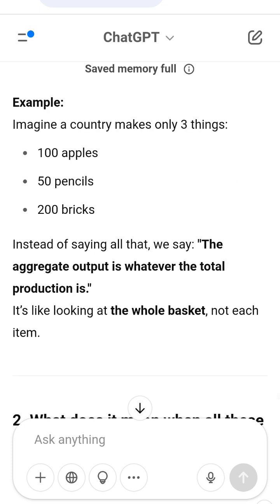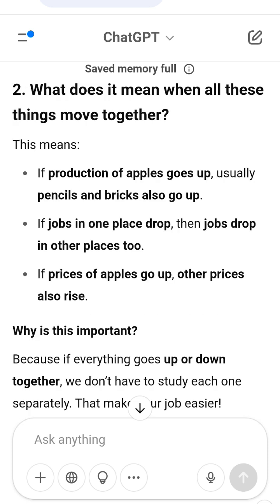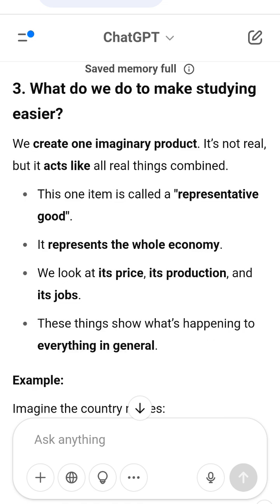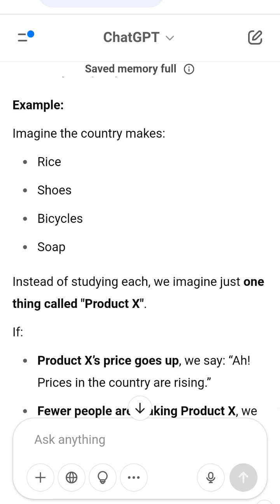Let's use a super simple story. Imagine a toy store that sells 100 different toys. You want to know, are toys getting more expensive? Are toy makers hiring more people? Are they making more toys? But looking at all 100 toys is hard. So you make up one pretend toy called Toy X. You pretend this toy is like all toys together.